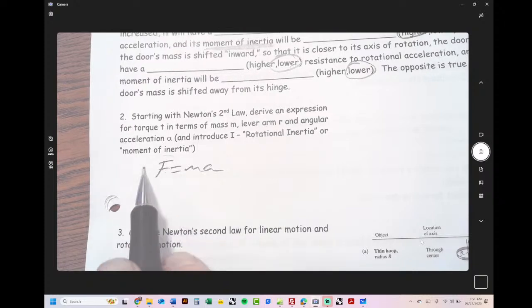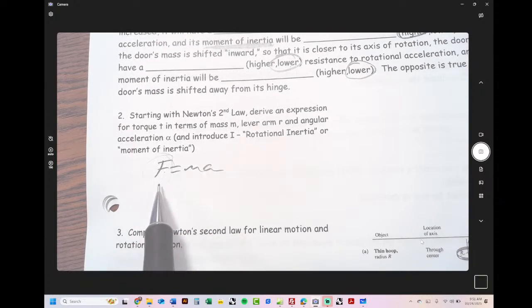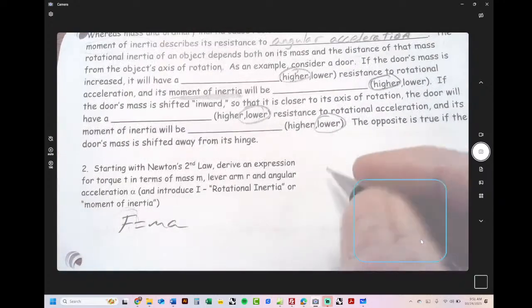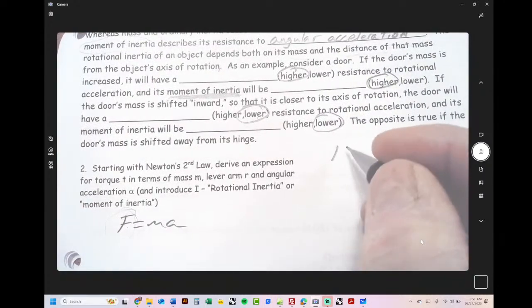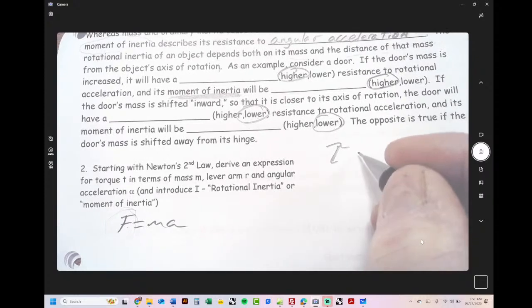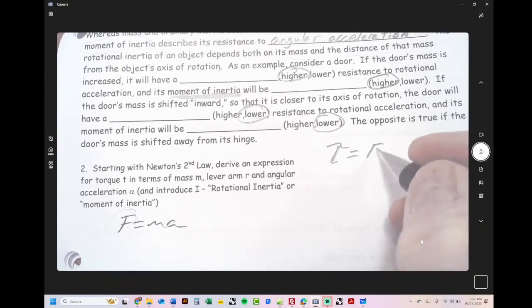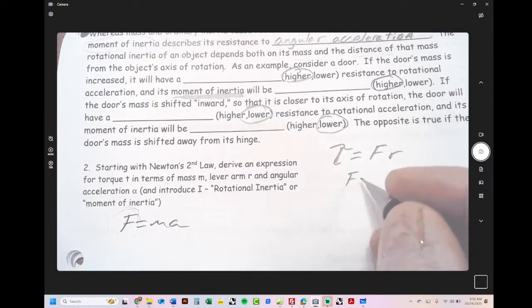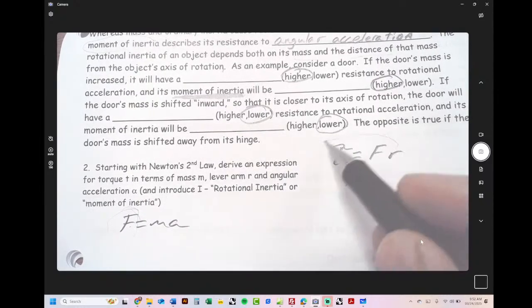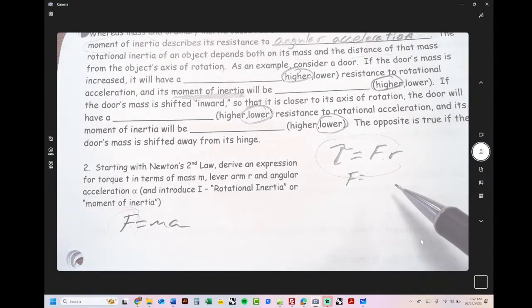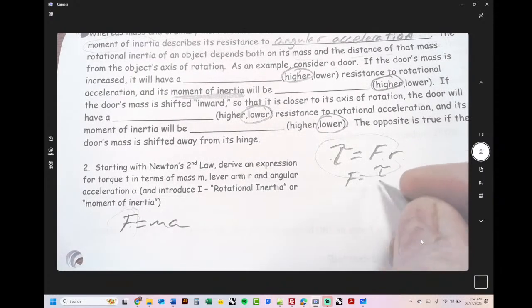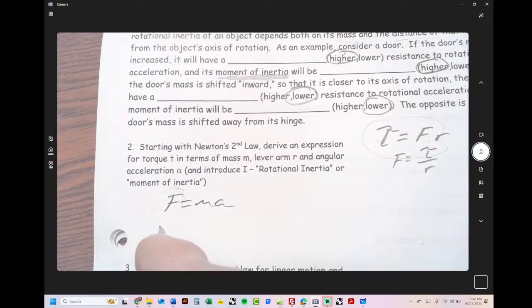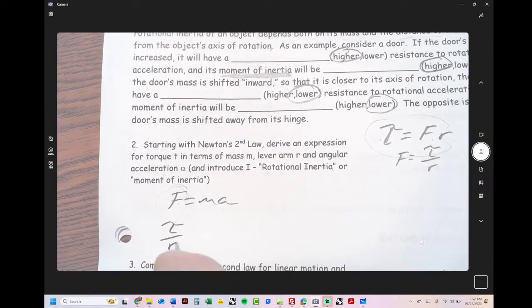So instead of force, what am I going to want here? Torque. Torque needs to go there, but let me do some work over here. The relationship between torque and force is torque equals force times radius. So what does force equal? Take this equation, isolate force, what do we get? Torque over radius. So torque over radius is force. So I'm going to put that in here, torque over radius.